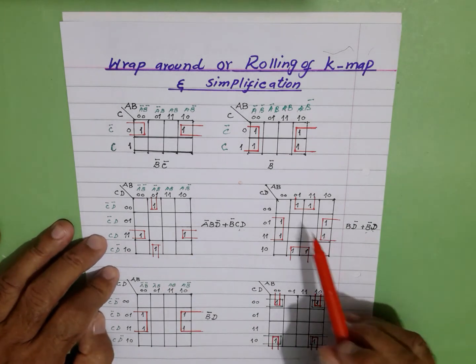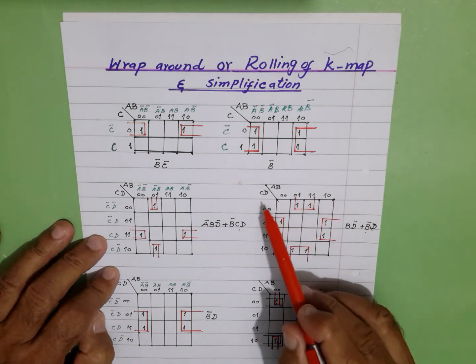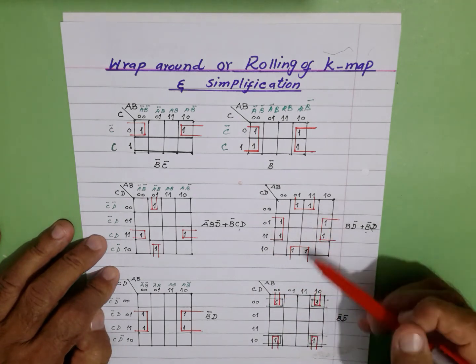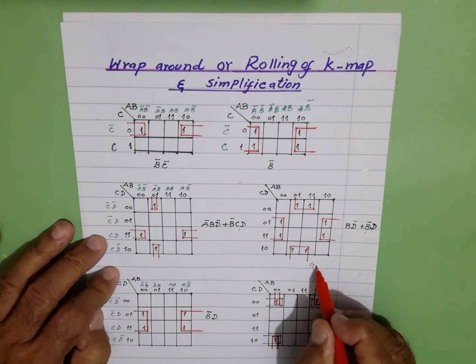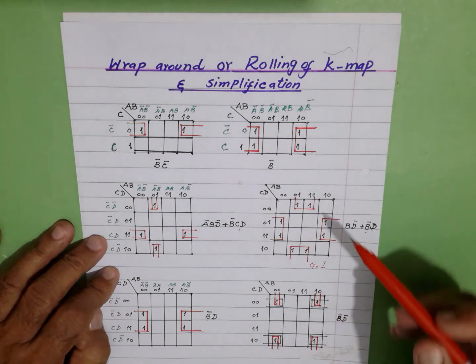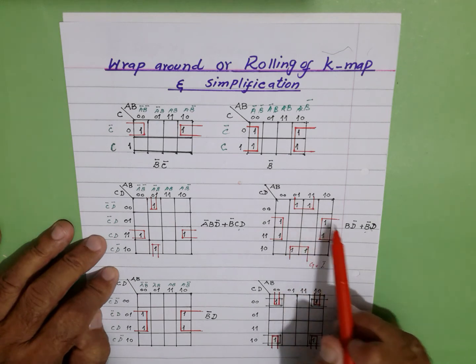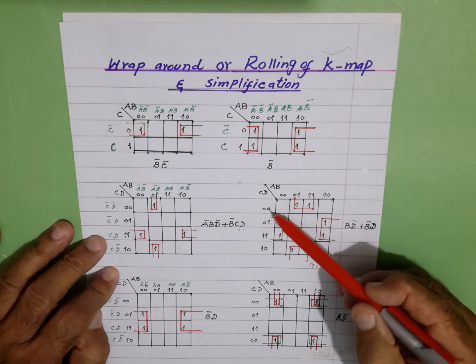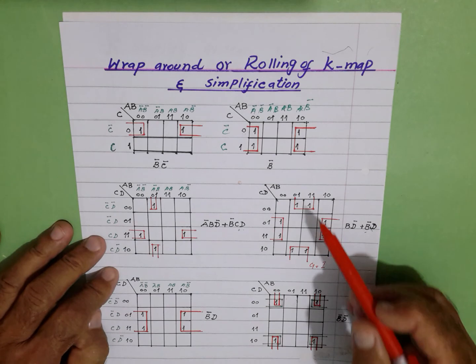Next is 4 variables, 4 inputs, A, B. These are the functions for AB. For CD, these are the functions. This rolling from top to bottom will be called G1. From here to here, B is constant, we are writing B. Going from top to bottom, we see that D is constant, therefore D bar for this group 1.